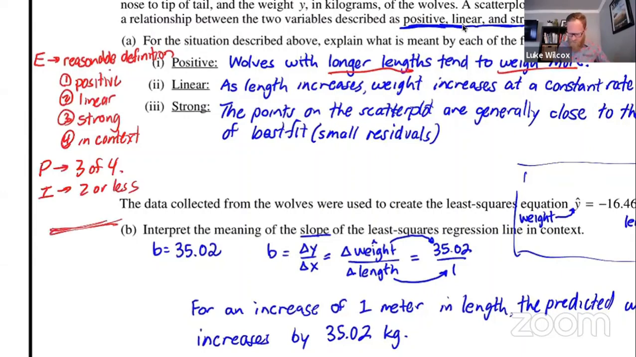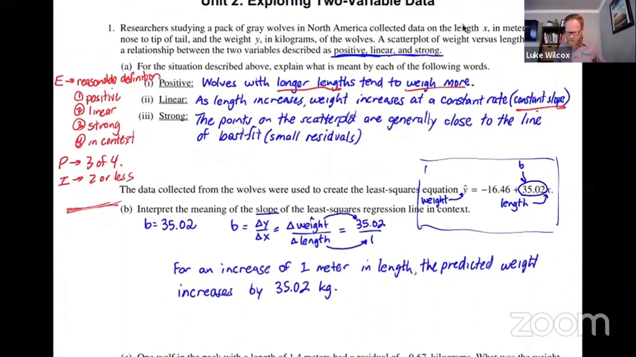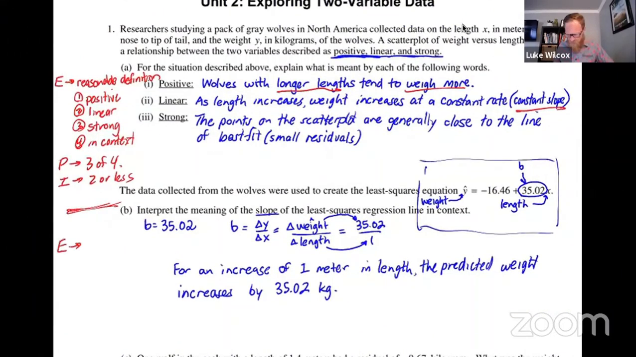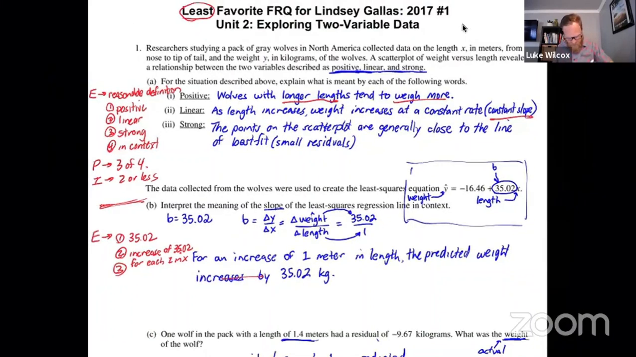Okay, let's move on to part B, and let's talk about the rubric for grading part B. In order to get an essentially correct here, there are 3 components that are necessary to get full credit. The first of which is to correctly identify the slope, 35.02. The second is to talk about how there is an increase of 35.02 for each increase of 1 in x, which is really sort of word for word what we said. We said increase, we said 1 meter in x, and then 35.02 in y.